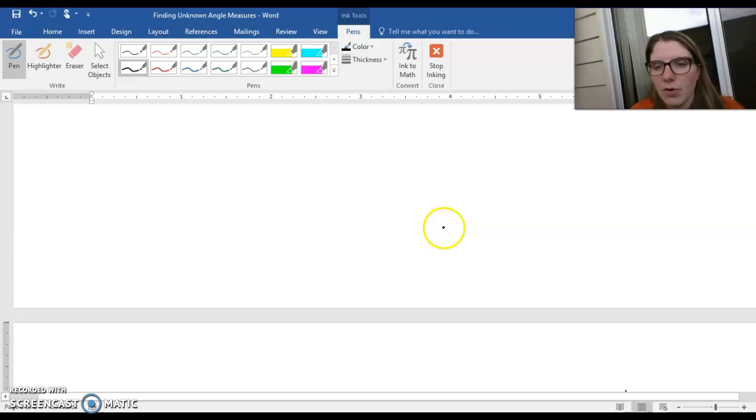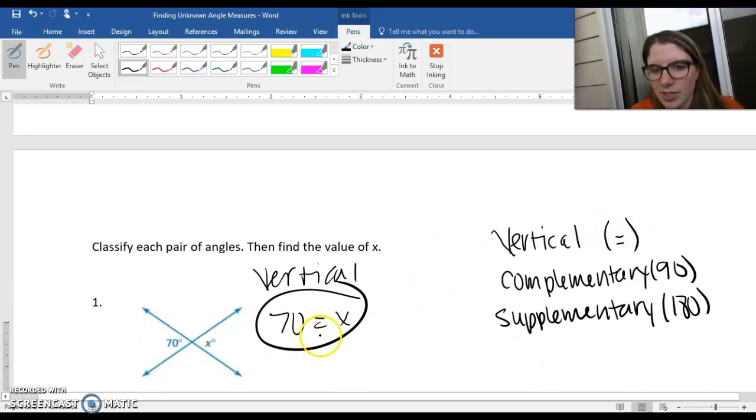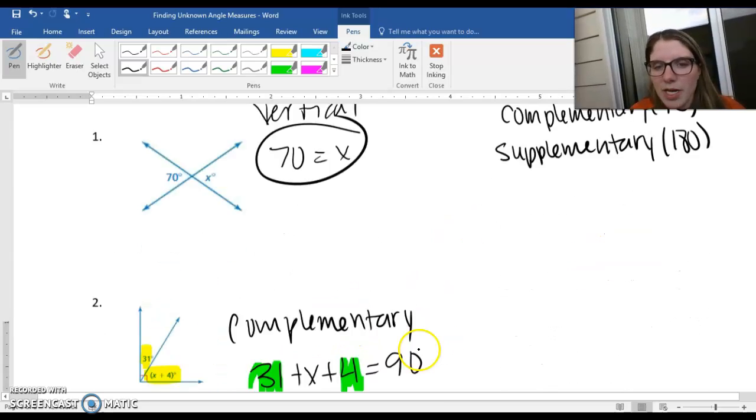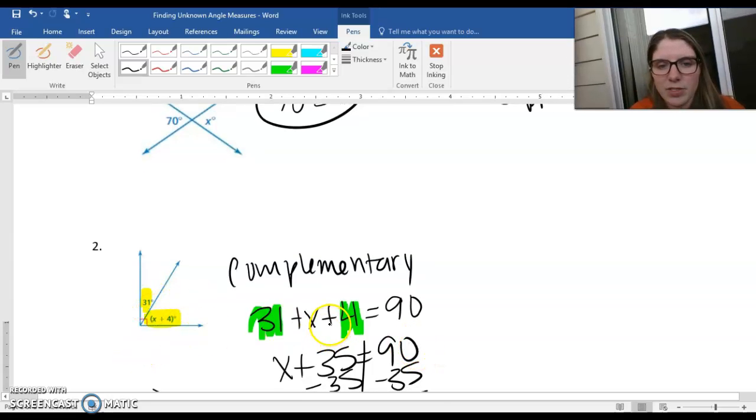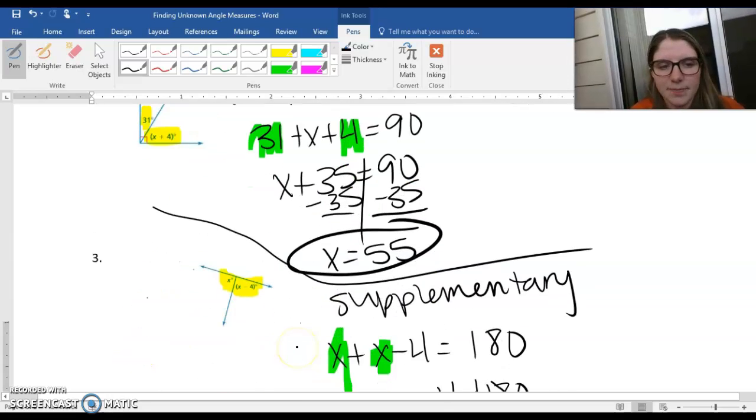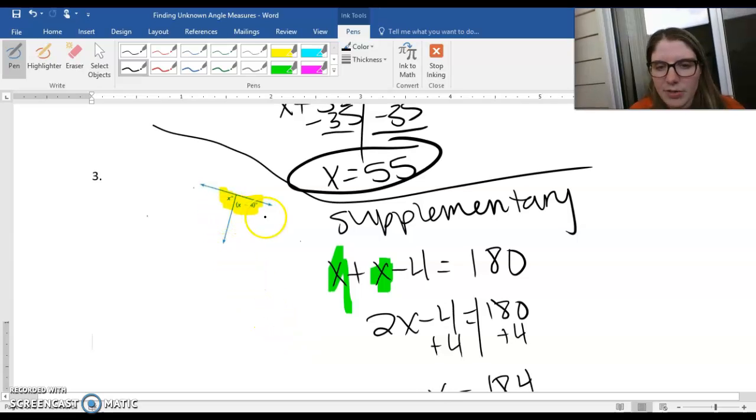So again, vertical angles equal each other, so you just set it equal to each other. Complementary add up to be 90, so you have to take both angles, add them together, equals 90. Supplementary angles, again, same thing, add them together, except this time they equal 180.